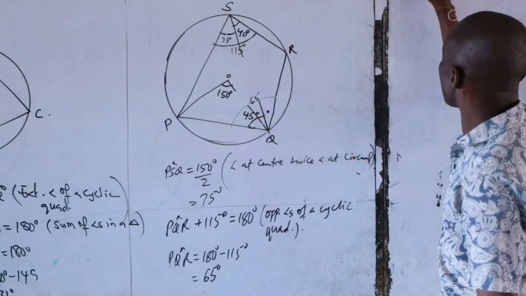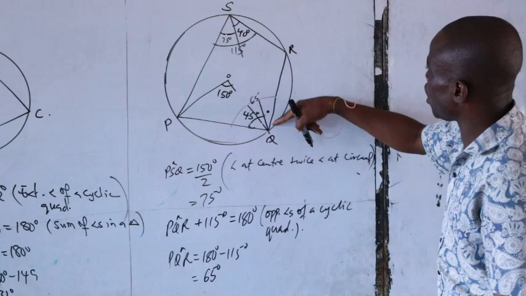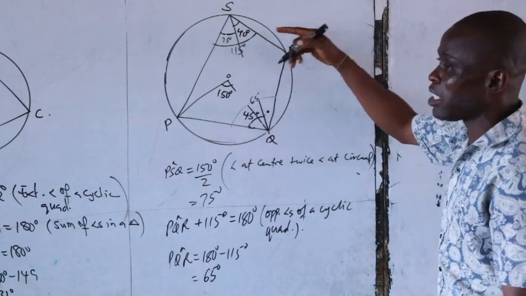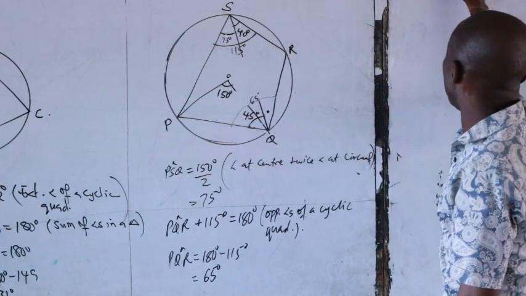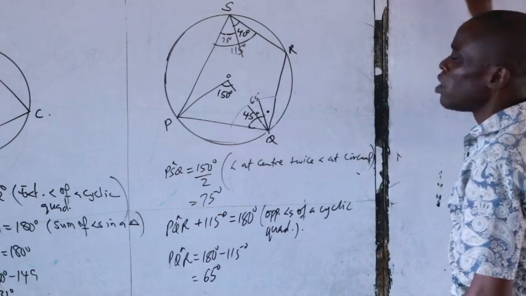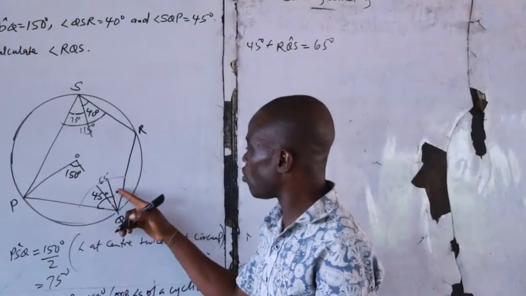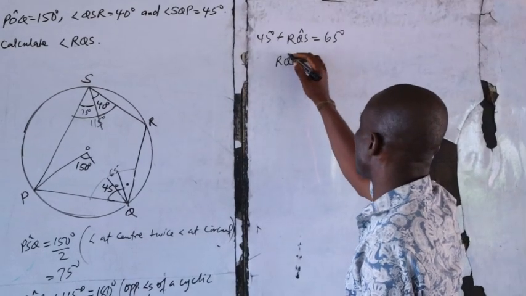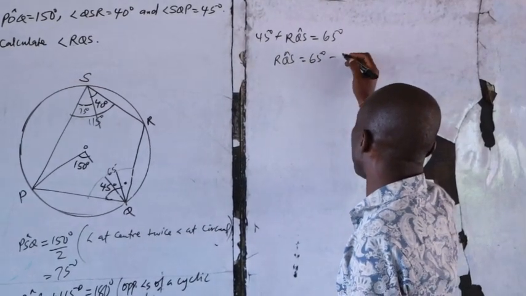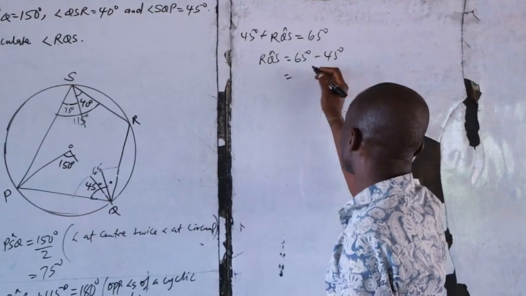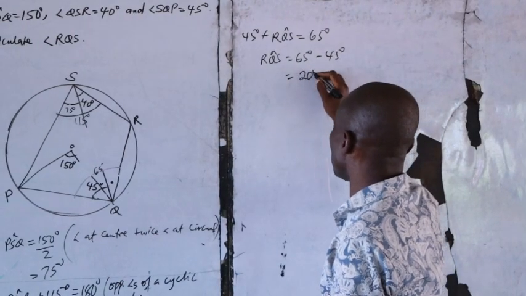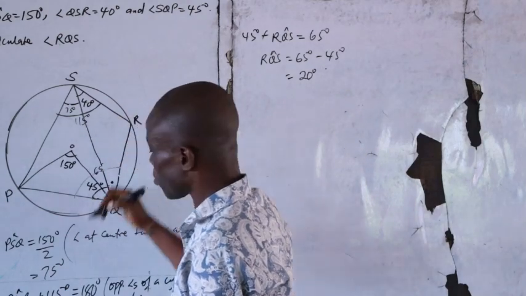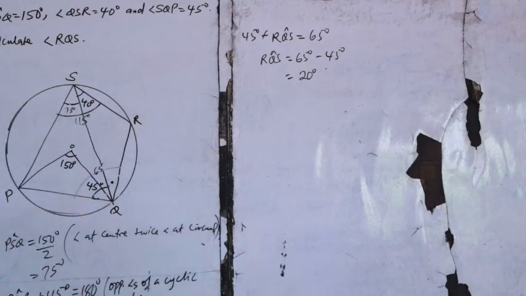I can form another equation here. 45 plus SQR, or RQS, is equal to 65. SQR and RQS are the same. There is no reason here because addition of these two angles is equal to 65. Then RQS, the angle that we are looking for, equals 65 minus 45, and that is 20. It is 20 degrees. That is how to solve the question.